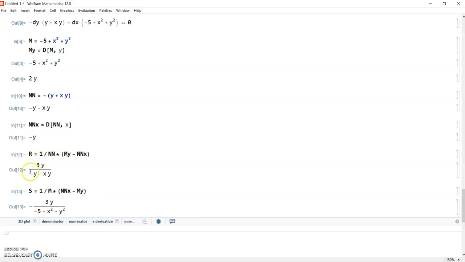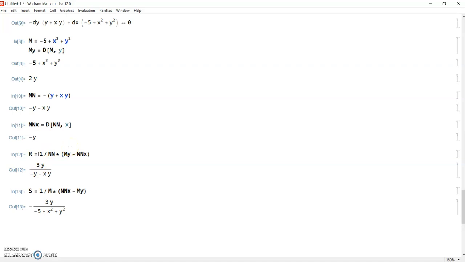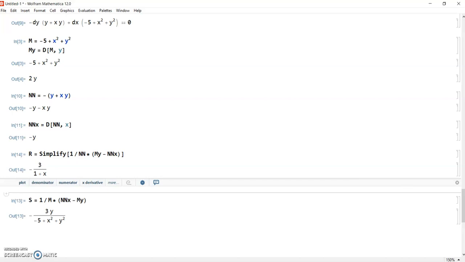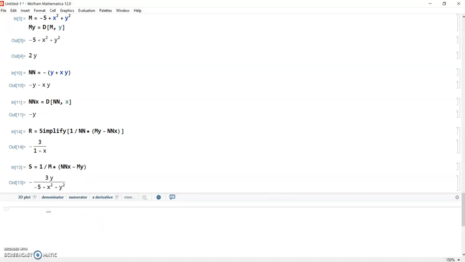Here this can be simplified because y is in the numerator and y is in the denominator. So therefore, maybe we will not need to use this S function, which is still a little bit complicated. But we can simplify it. Yeah, so it is minus 3 over 1 plus x. So we can use this minus 3 over 1 plus x for finding the integrating factor.